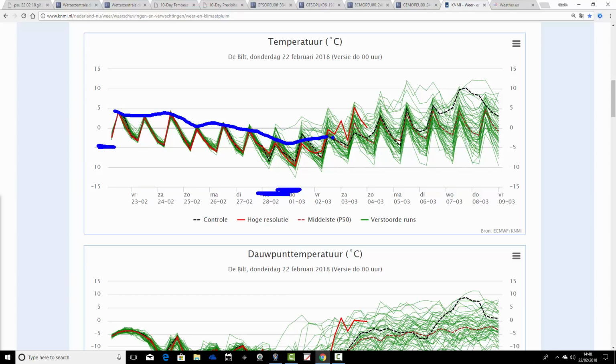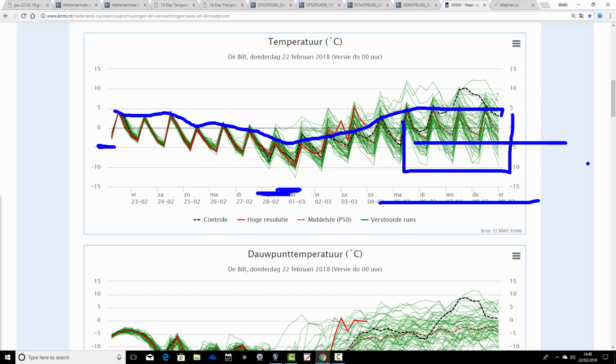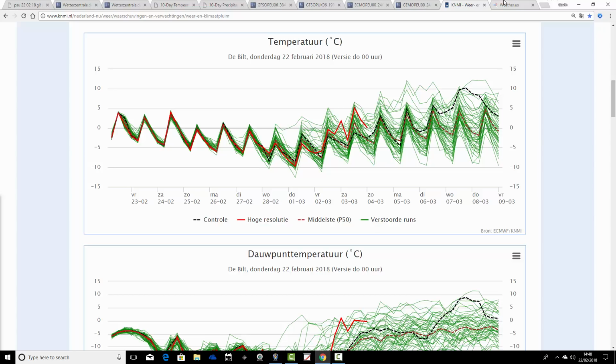And then we gradually start to lift those temperatures up more as we go through into the 2nd week of March. But you'll notice, similar to the GFS ensembles, lots of scatter in there, with many ensemble members still keeping things really cold through the 2nd week of March.